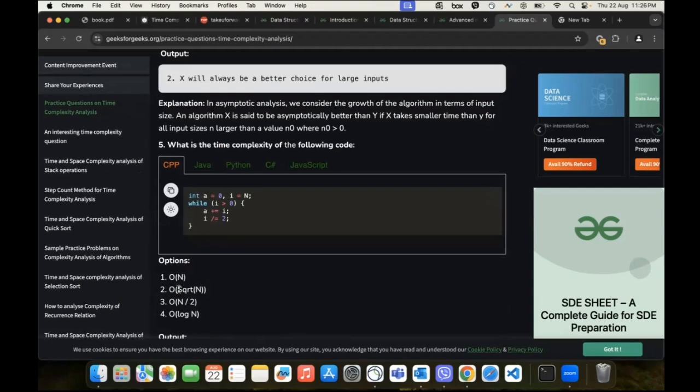Inside this is the number of execution steps. So, for example, if I take 100 as an input and it loops 10 times, then it will be square root of n. And if you take 64 as an input and it loops 8 times, it will be square root of n. Yeah, it is good.